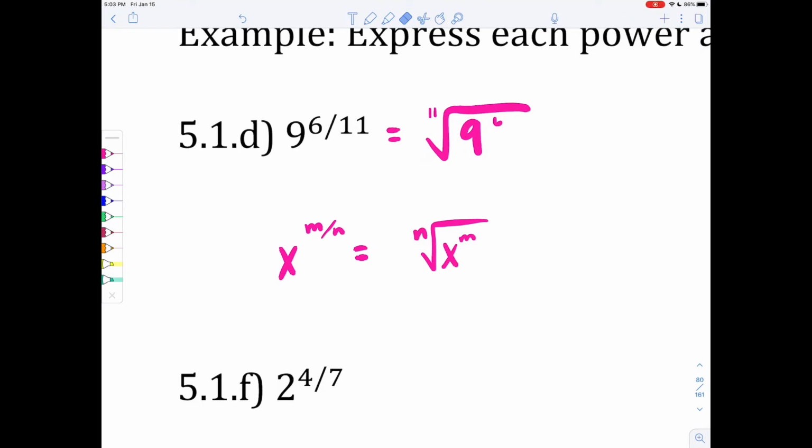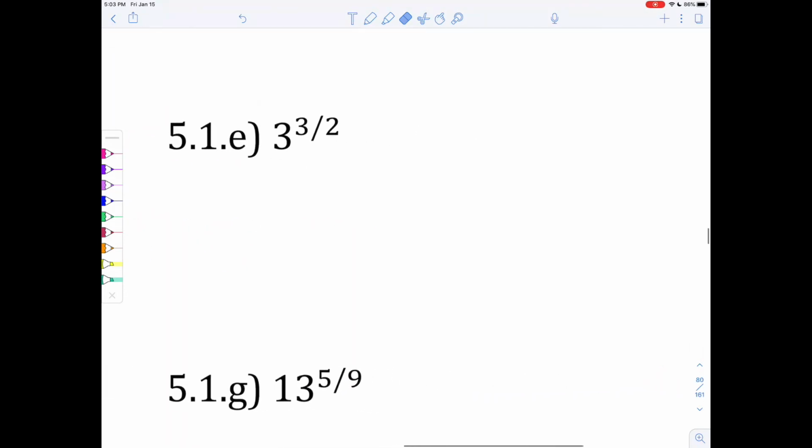Take a moment to try the next 3. Did you do it? Yeah, you did. All right, and we're going to put up some solutions here.